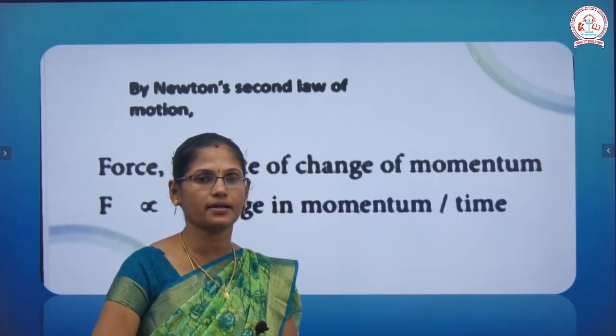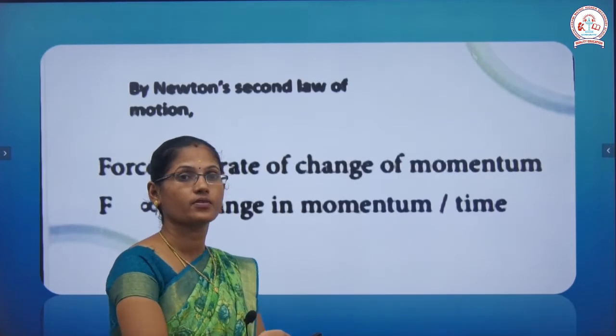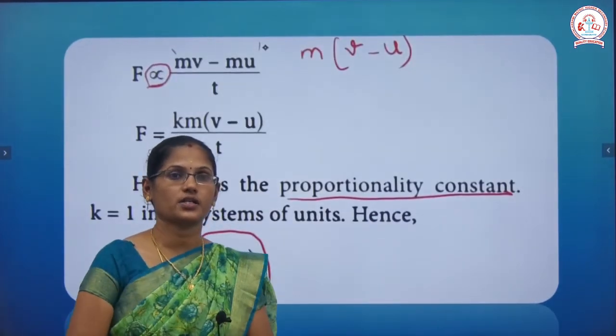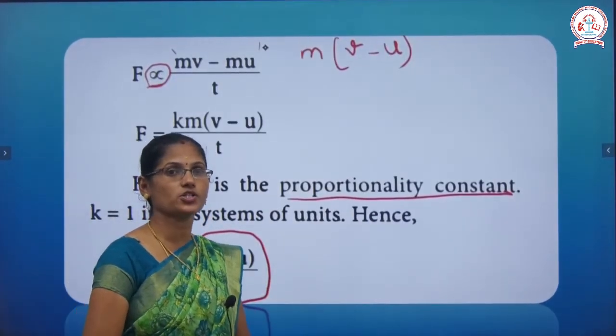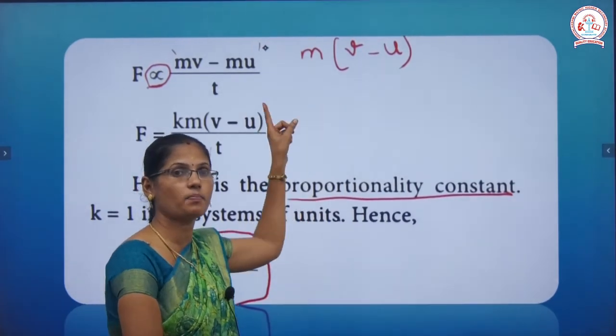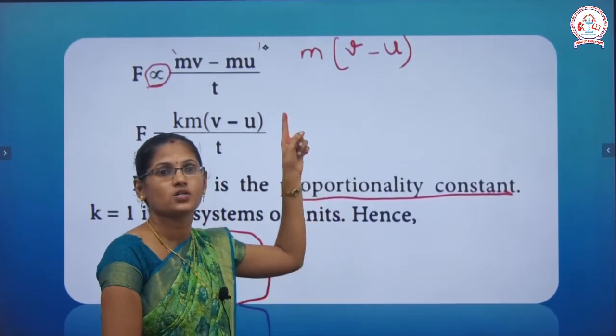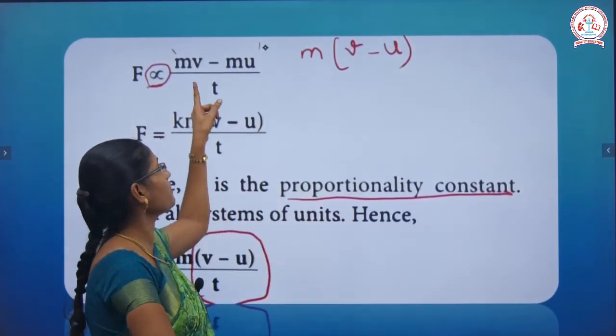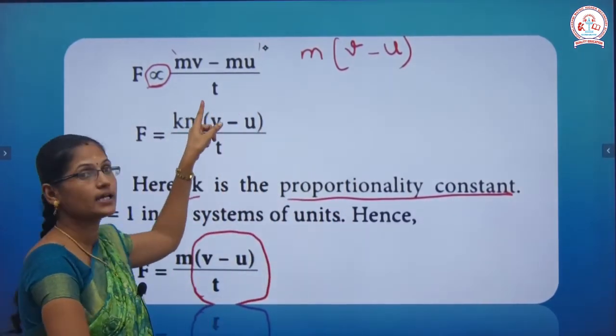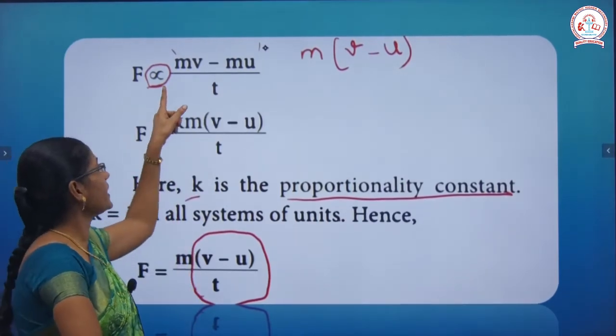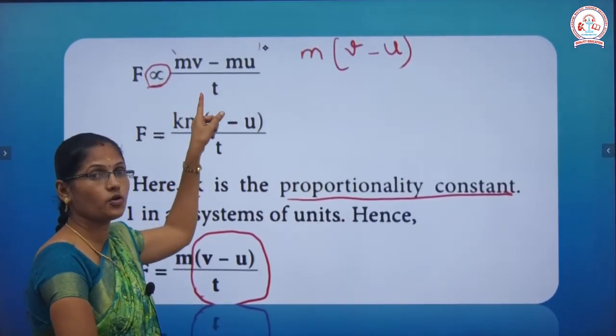So both the statements are correct. And next we will move to the derivation. F is directly proportional to (mv minus mu) by t. So what is mv minus mu? That is the change in momentum. So the change in momentum value is mv minus mu, and the time taken is t. So F is directly proportional to (mv minus mu) by t.